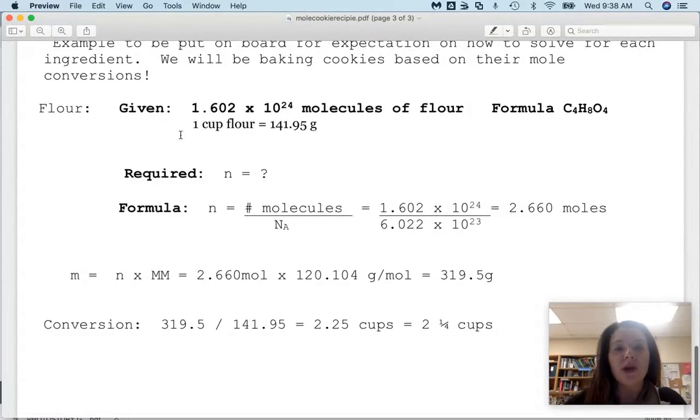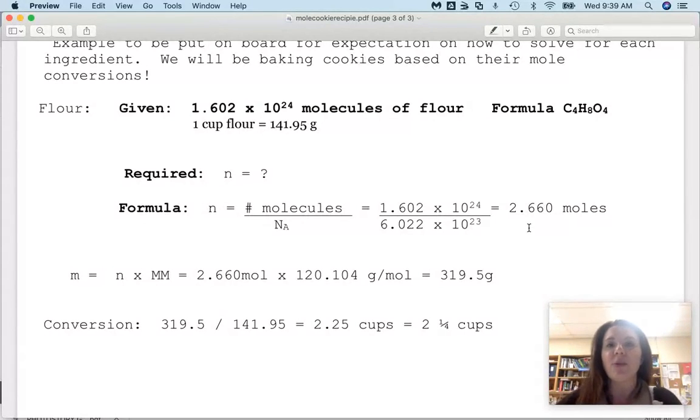Then I want to convert that into moles. The way that I convert that into moles is I use mole calculation number 2: number of molecules divided by Avogadro's number, and that gives me 2.660 moles. Still not to the point where I can do any converting into a kitchen measurement. So then I want to convert that into mass. Remember that if you are doing a 2-step calculation, don't do any rounding until the very end.